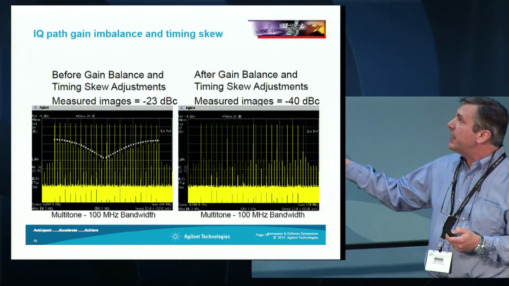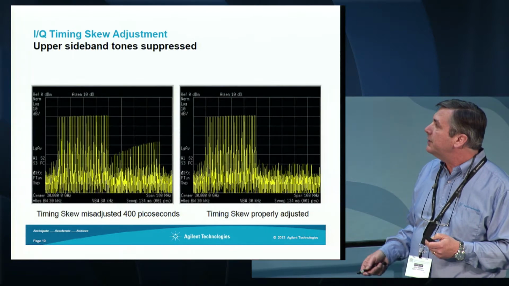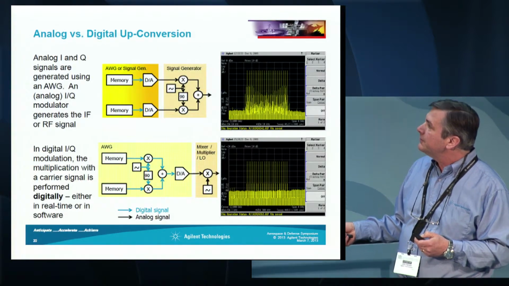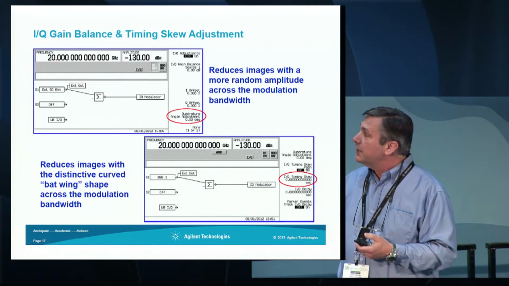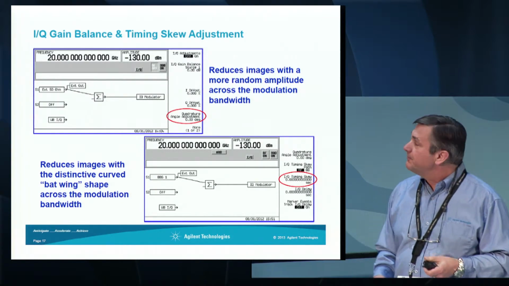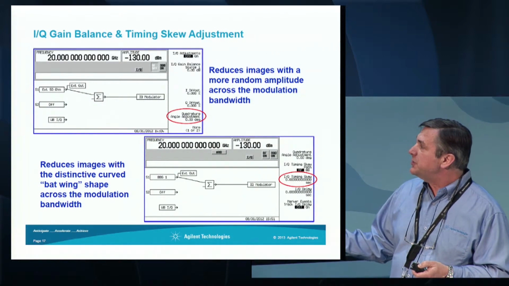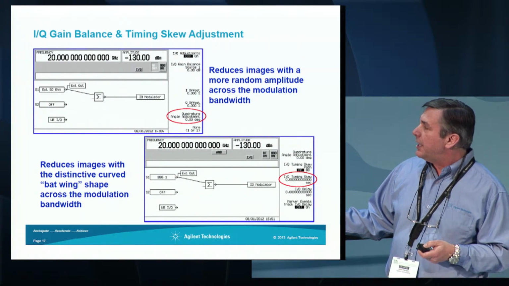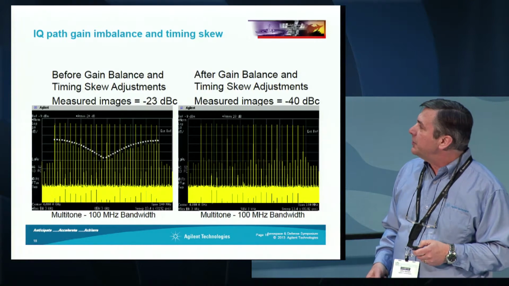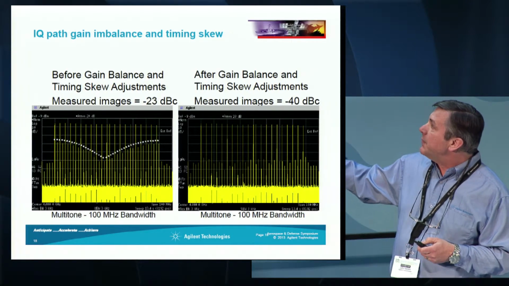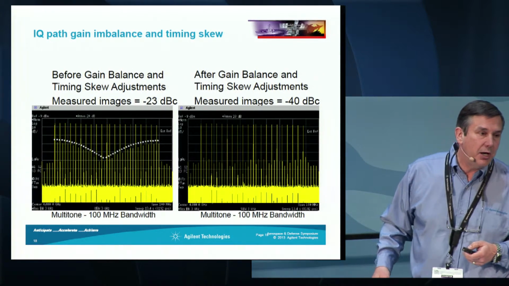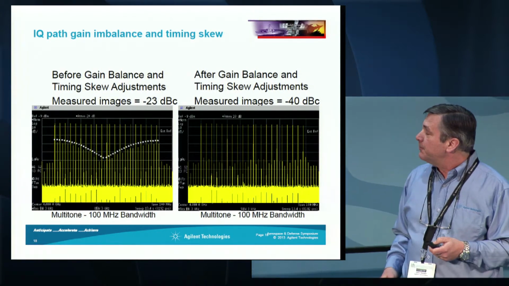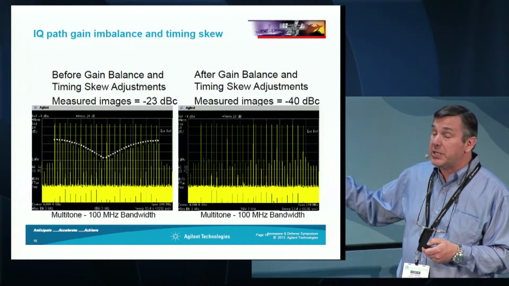Now we can adjust that gain balance and timing skew again within our signal generator. Let me go back. Sorry about that. Here within the user interface. So once again, we can reduce those images across the entire modulation bandwidth. And here, when we make that adjustment, we've gone from images up at minus 23 dBc all the way down to minus 40.